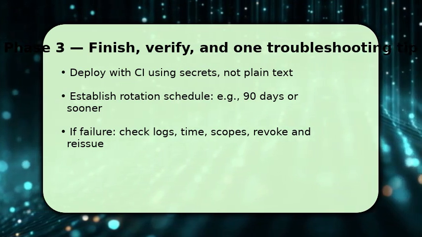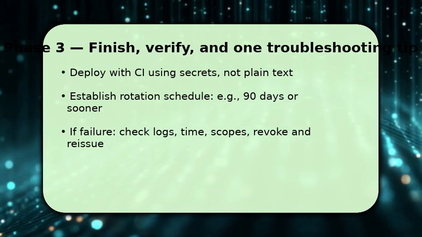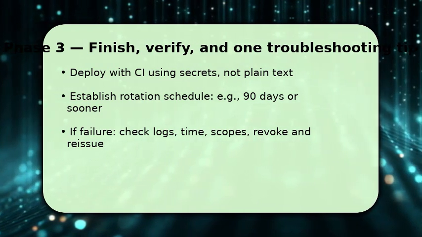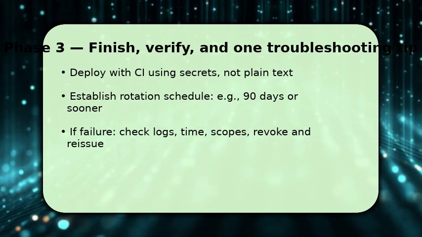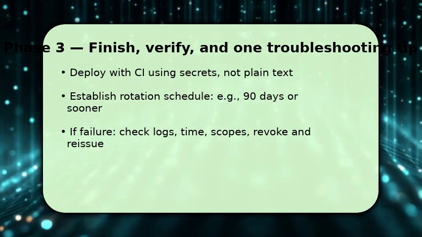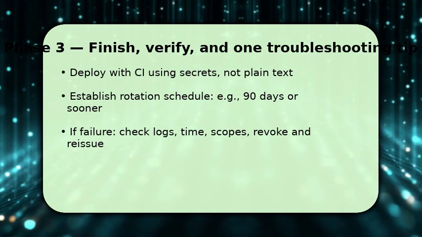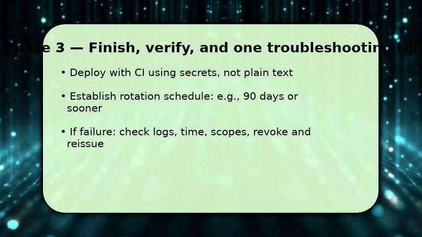If a key fails in production, check logs for 401/403 codes, verify server time skew, confirm scopes and IP allow lists, and as a last resort, revoke and issue a new key, then update and redeploy securely.